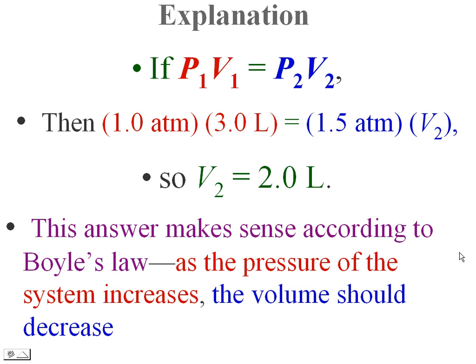So, does this answer make sense? This answer makes sense according to Boyle's law. As the pressure of the system increased, the volume should have decreased, and it did. So here's volume 2, this is volume 1, so volume 2 is less than volume 1, because we increased the pressure.